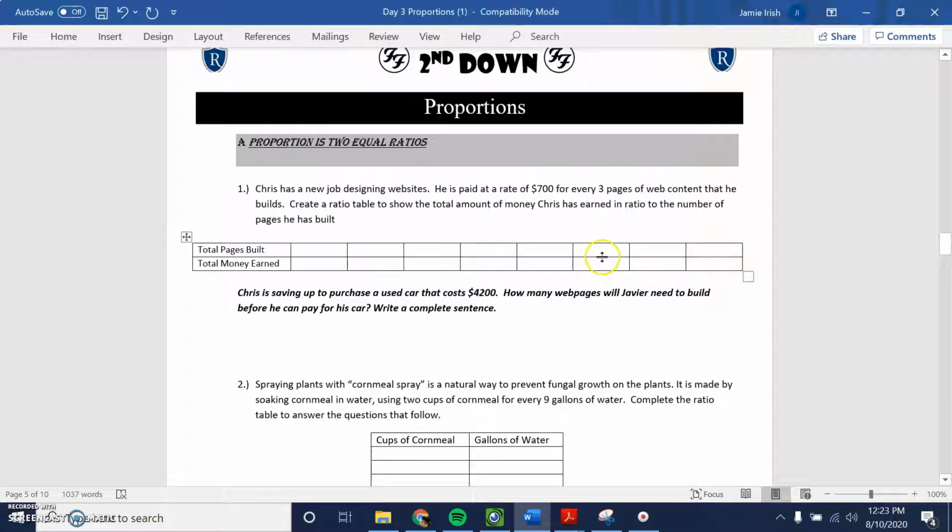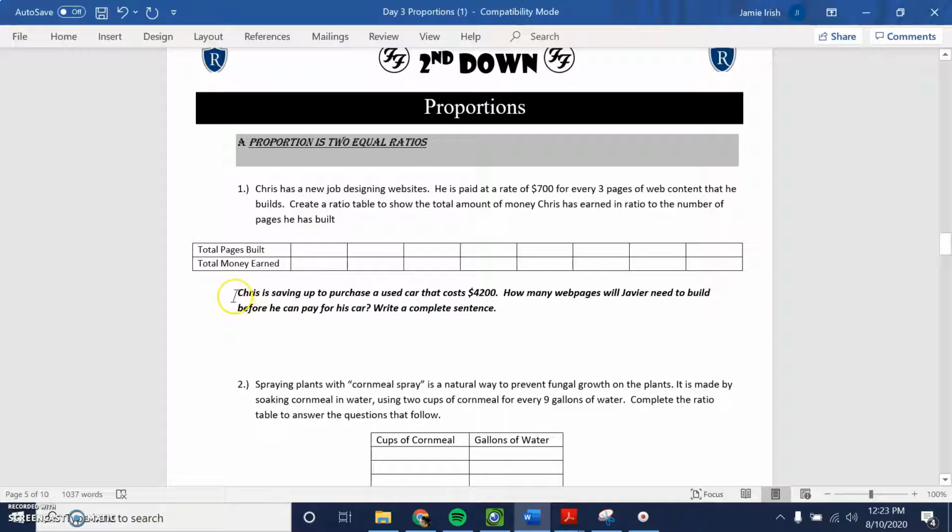So, number one, follow along as I read. Chris has a new job designing websites. Ooh, he is paid at a rate of $700 for every 3 pages of web content that he builds. That's a lot of money. That's a good job. Create a ratio table to show the total amount of money Chris has earned in ratio to the number of pages he built.